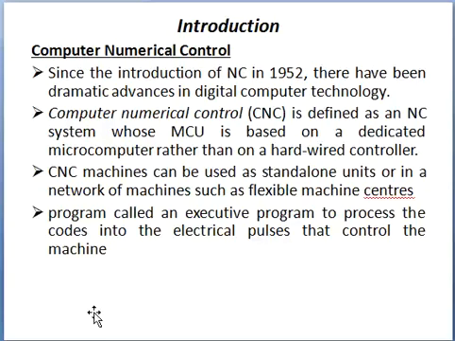Computer numerical control is defined as the NC system whose MCU is based on a dedicated microcomputer rather than on a hardwired controller. So basically it is an enhancement of the NC system. Here a program is stored in a computer. Many programs can be generated and stored in the computer, and that computer is connected to the MCU. In turn, the MCU is connected to the machining process, where zeros and ones are converted into electrical pulses, which can be understood by the machine itself.